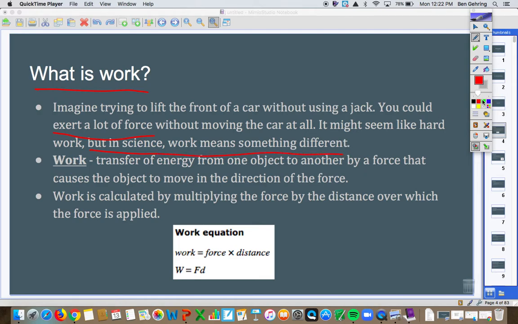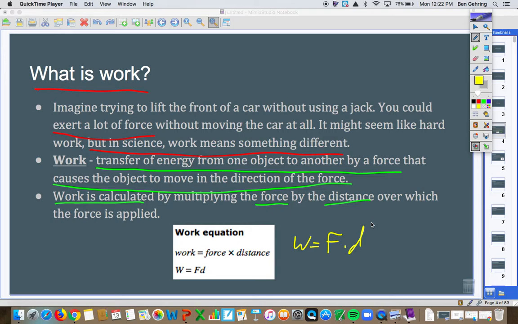In this class, when we talk about work, work is the transfer of energy from one object to another by a force that causes the object to move in the direction of the force. Okay? That is our definition. You need to write this definition down, and then we're going to have an equation that goes with it. We can calculate work by multiplying force and distance. So work equals force times distance.